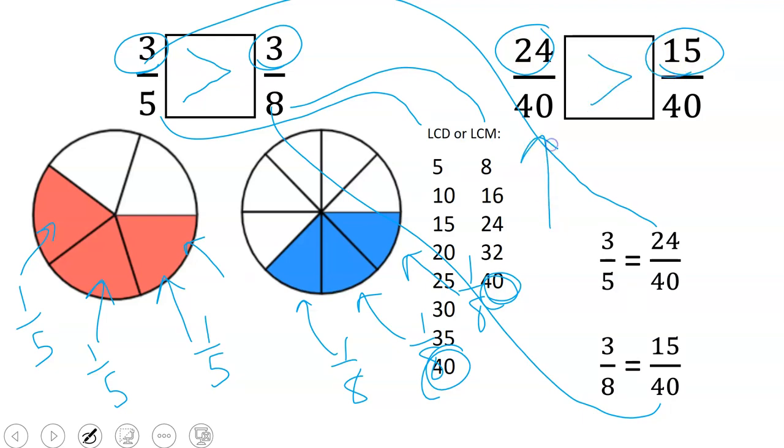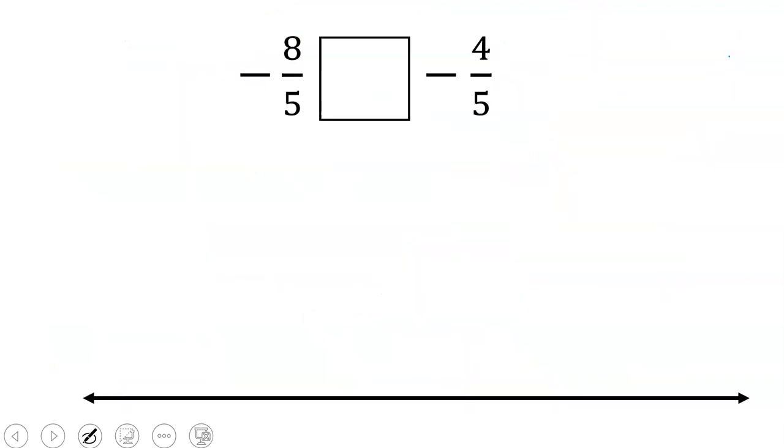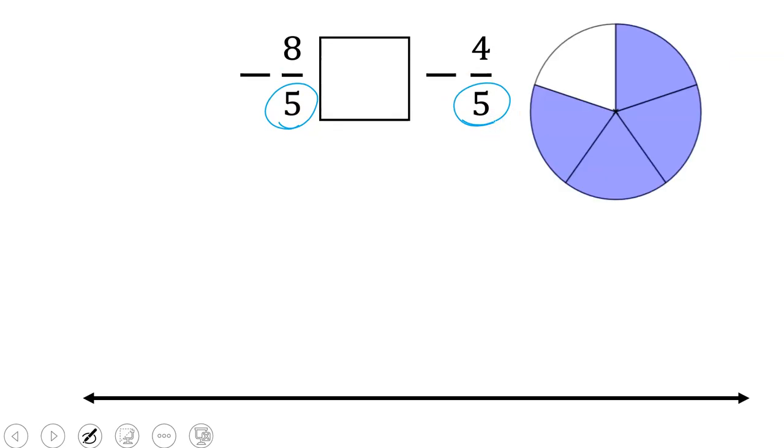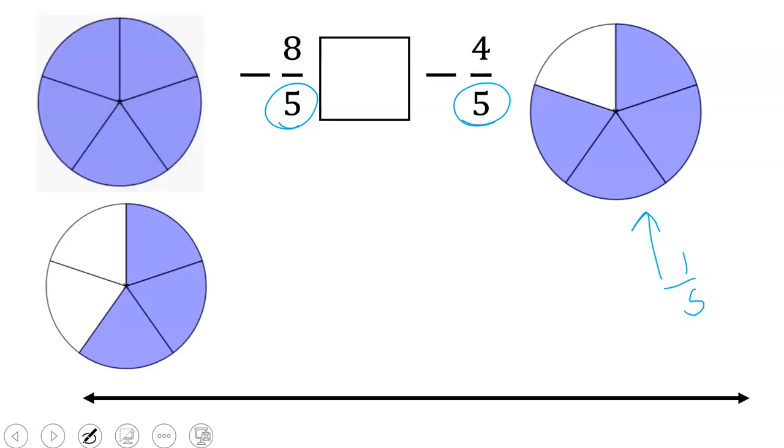And sometimes it's just nice to compare the same size pieces and to confidently say 24/40 will be greater than 15/40. Let's look at our next example. What I like about this example is that they're the same size slices. So I have 4 1/5 size pieces, and then I have 8 of the 1/5 size pieces. What can be confusing about this problem is that these numbers are both negative numbers.